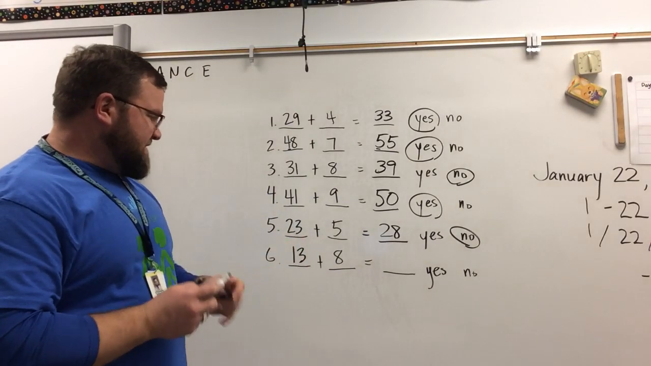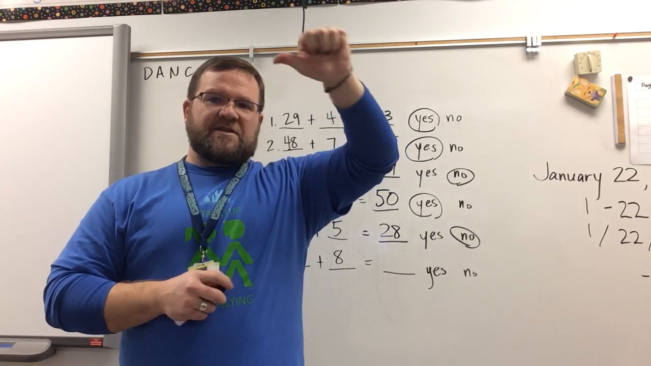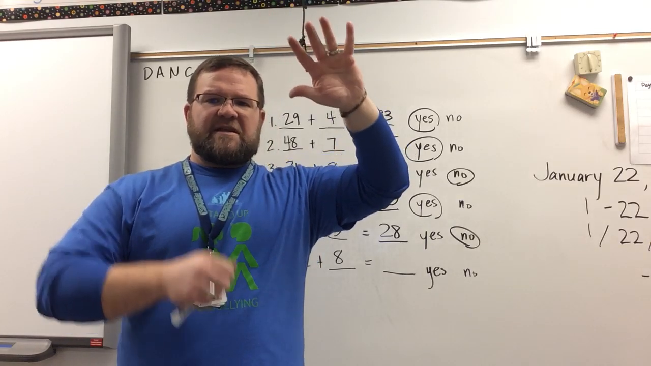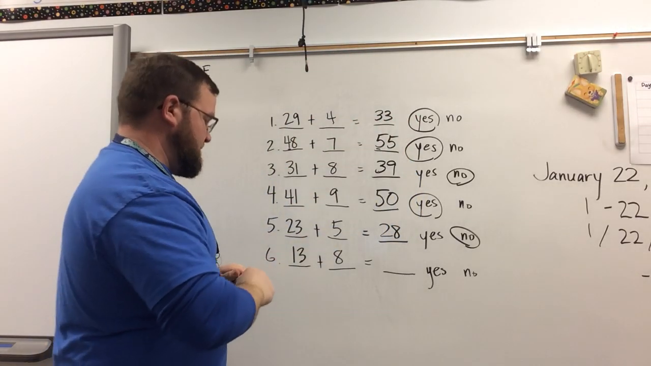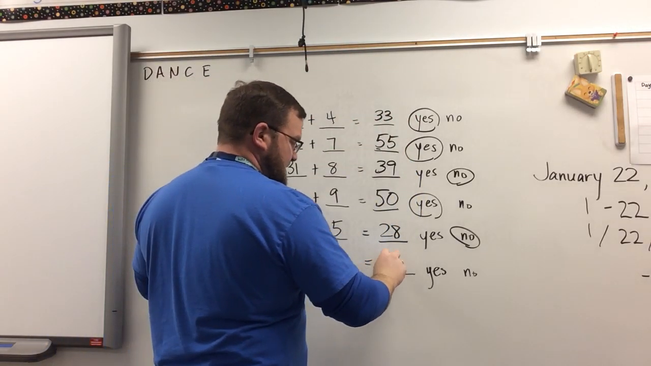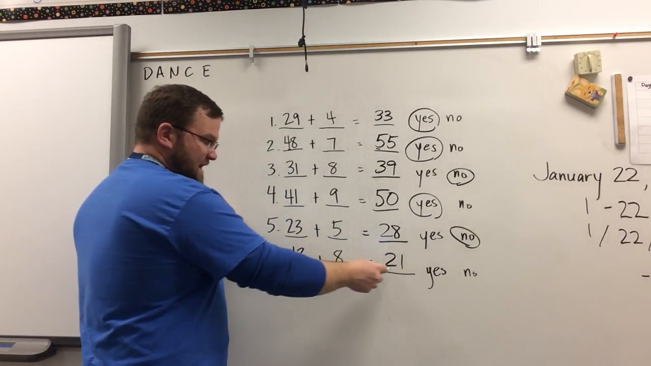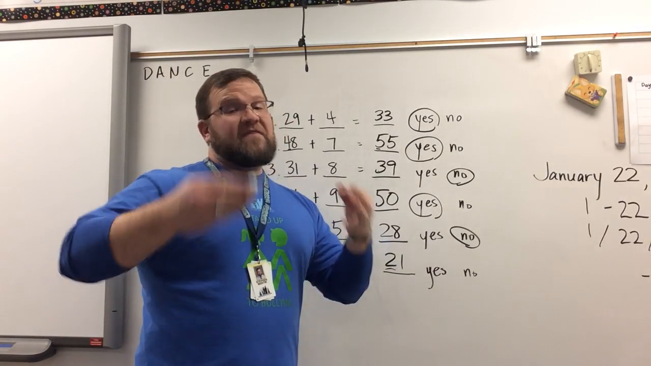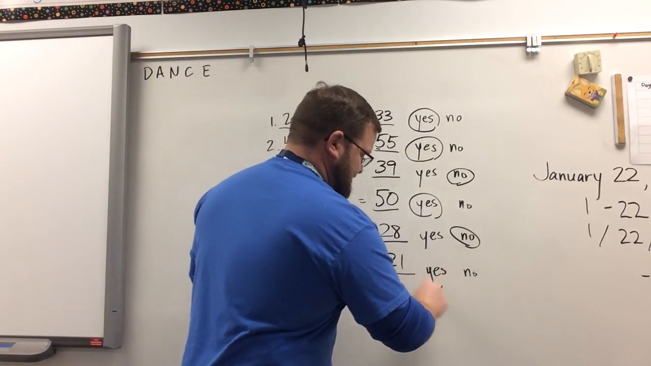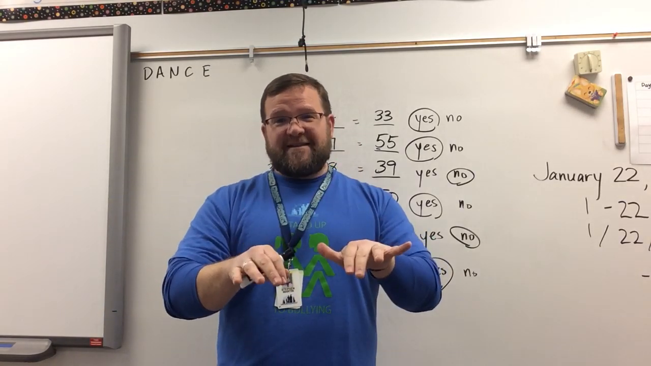Last one, 13 and 8. Start with 13. We'll go 14, 15, 16, 17, 18, 19, 20, and 21. Okay, so 13 and 8, 21. I started with a 1 in the tens place. I finished with a 2 in the tens place. That means my number changed. That means I regrouped. Okay? You with me? Do we understand?